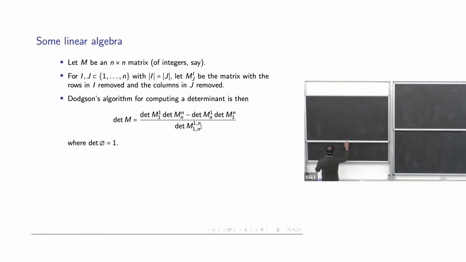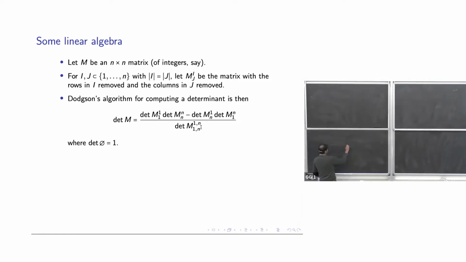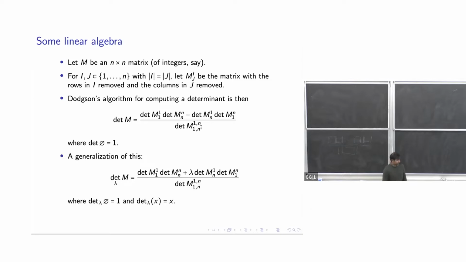So if you like this in pictures, what this looks like is you've got the determinant, I'm just going to scribble out the first row and first column. So it looks like this. So this is, I've removed the first row and first column, last row and last column, first row and last column, and then last row and first column. And then I divide it by the determinant where I remove the first and last rows and columns, okay? So a generalization of this is to replace this minus sign by a lambda. Okay, and this is called a lambda determinant.